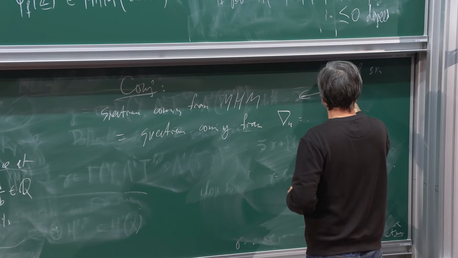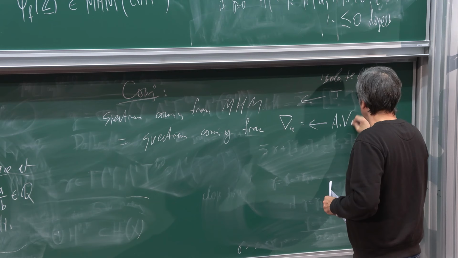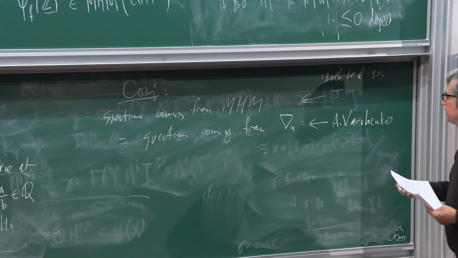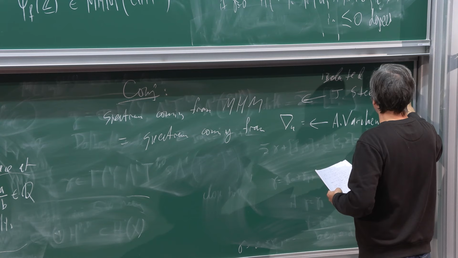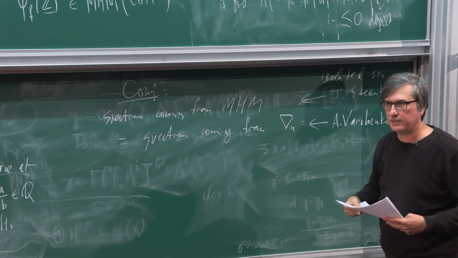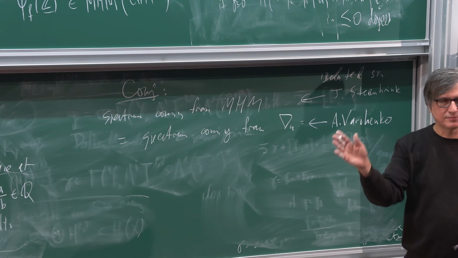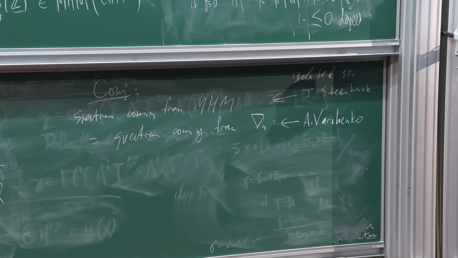The essential definition was by Varchenko, who considered asymptotics of oscillating integrals, and then Steenbrink tried to interpret this in terms of conventional Hodge theory. And there was a theorem that you get the same numbers coming either from the differential equation for the connection or from Hodge theory. Oh, that was around 1980, yeah. Good.